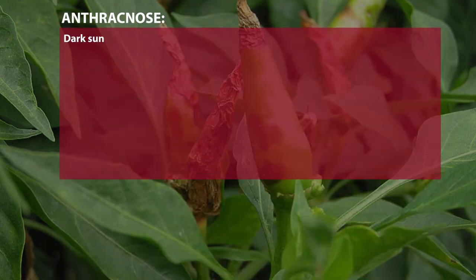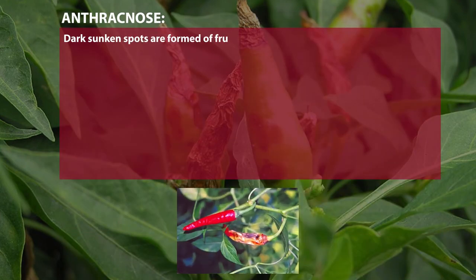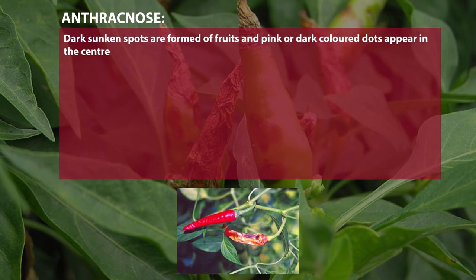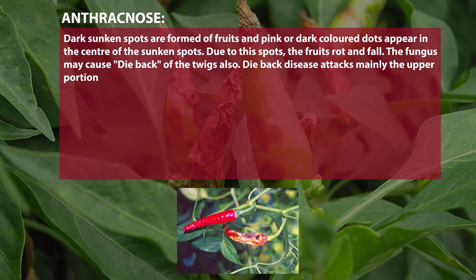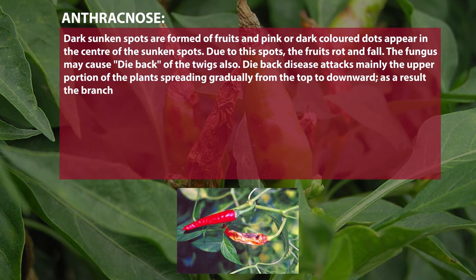Anthracnose. Dark sunken spots are formed on fruits and pink or dark colored spots appear in the center of the sunken spots. Due to the spots, the fruit rots and falls. The fungus may cause dieback of the twigs also. Dieback disease attacks mainly the upper portion of the plants, spreading gradually from the top downward. As a result, the branches dry up. Moist weather, shade and heavy dew favor the occurrence of the disease.